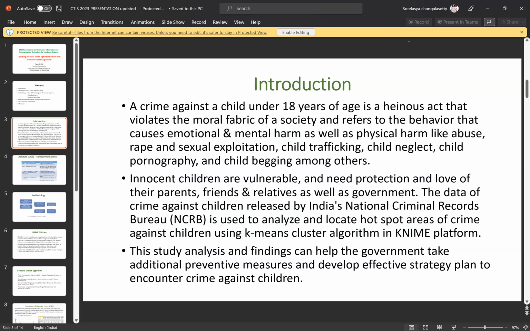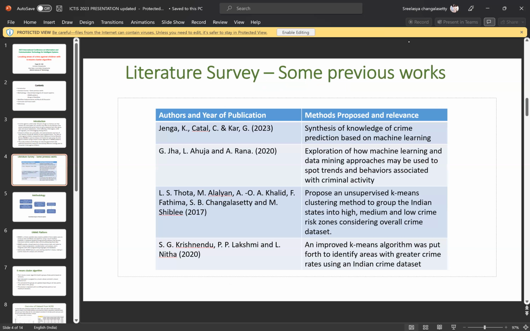So we took several papers for reference, but here are some that mostly guided us through this process. Most of them use machine learning and other algorithms in machine learning, such as K-means, DBSCAN, and other data mining approaches.